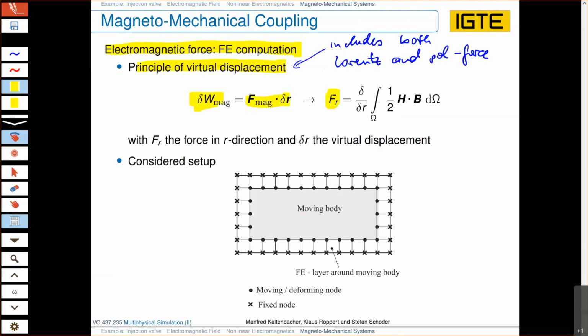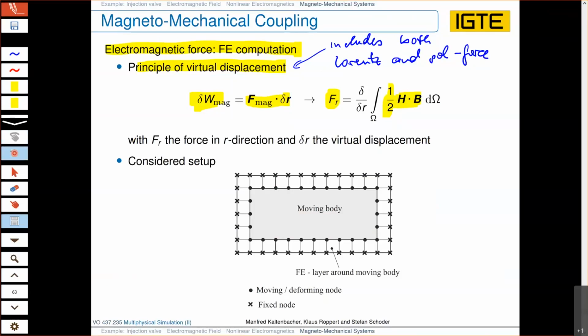So in 3D, we have to do it once in x, y, and z direction to get the x, y, and z component. And we know that we have this energy we have to compute. The magnetic energy density over volume gives us the energy, and the energy density is 1/2 H times B, already assuming a linear material, but we will see that this assumption is correct.